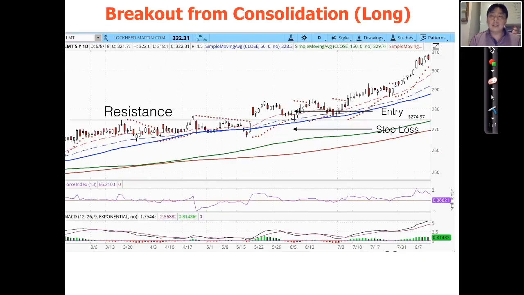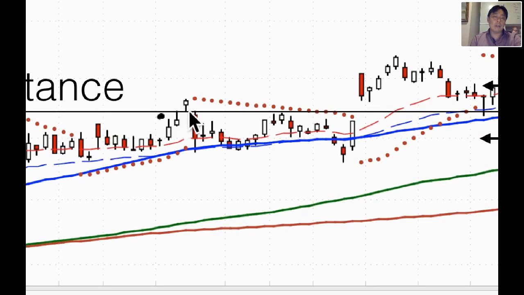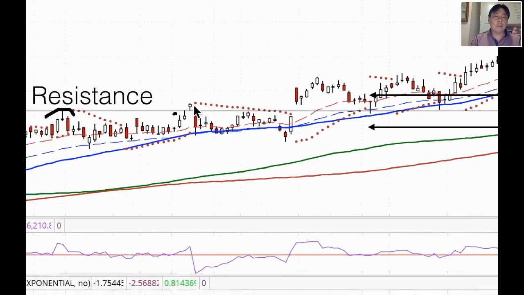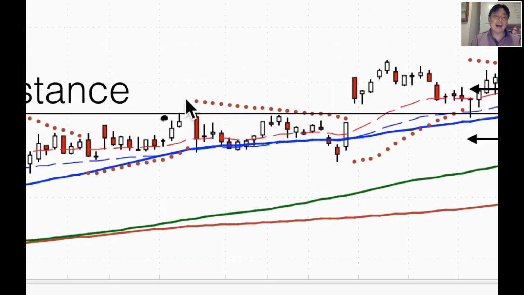Okay, next example is LMT, Lockheed Martin. So again, you can see it was resistance. Now over here, you can see this was a breakout candle. Can you see that was a breakout? Now that was a false breakout because it broke out and came back down, right? So the moment you saw this candle, you could have placed your buy order above the high of the candle, right? And the next day, what happened?